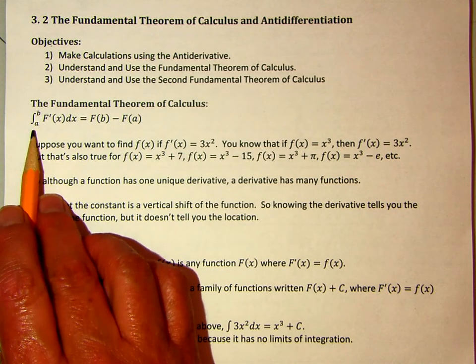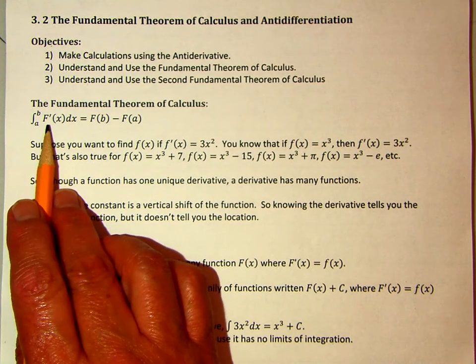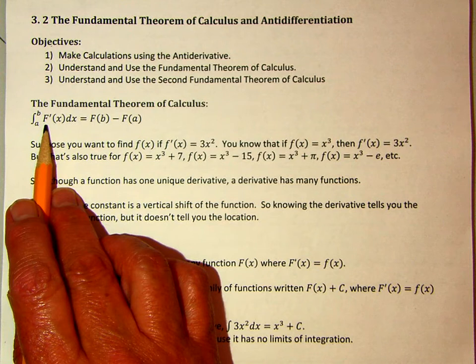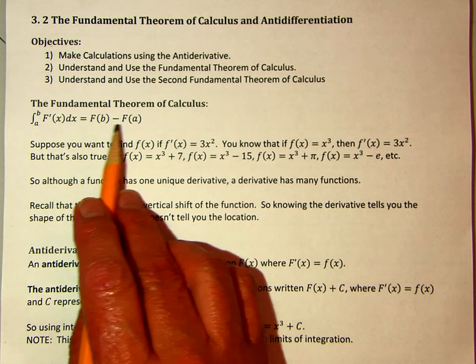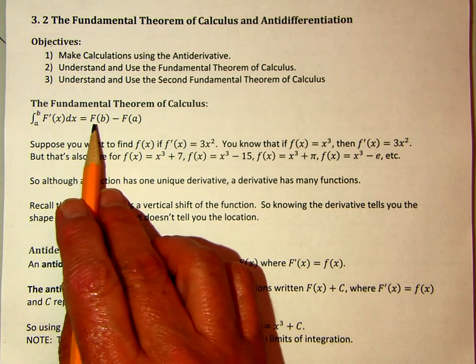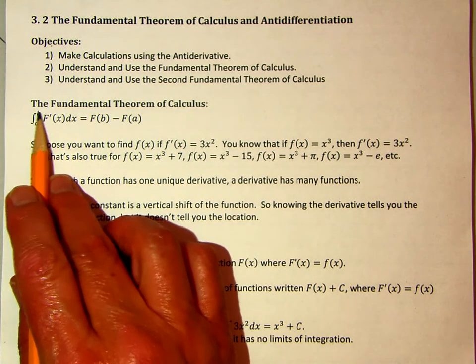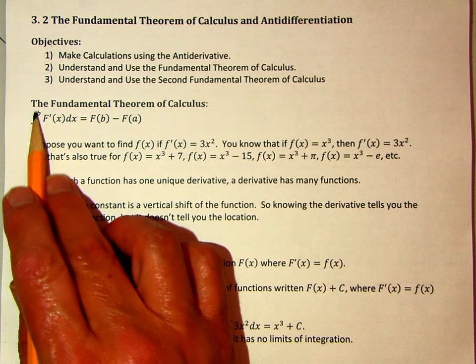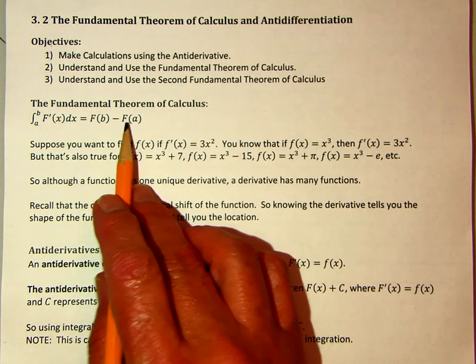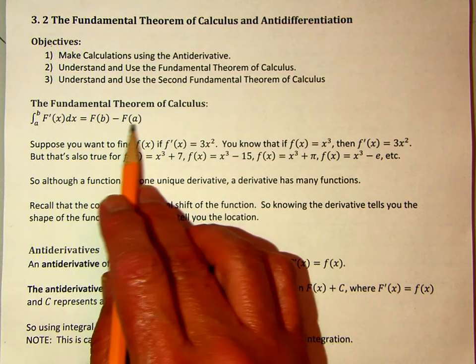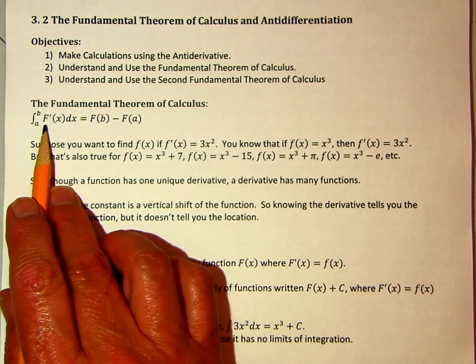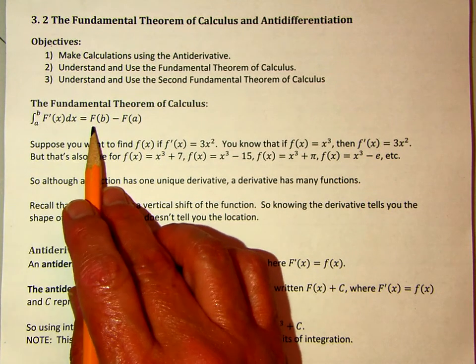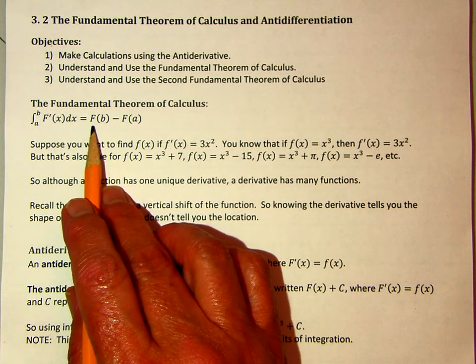The integral from a to b of a derivative function, big F prime of x dx, is the difference between the function evaluated at the upper limit of integration and the function evaluated at the lower limit of integration. Notice that this is the derivative of this function.